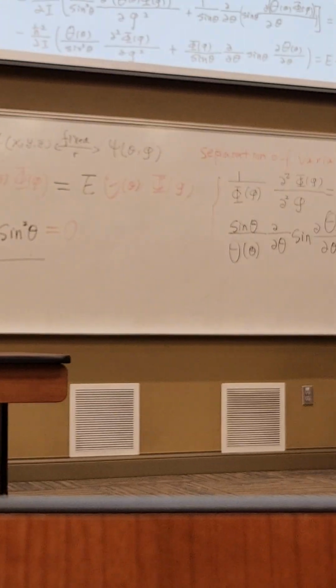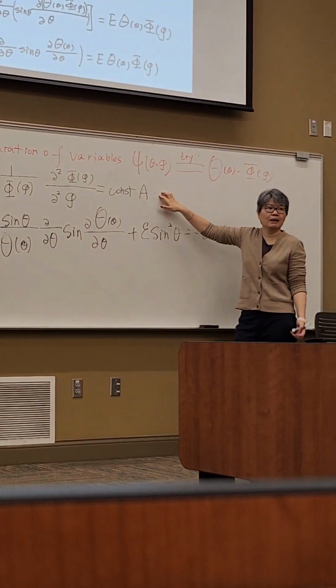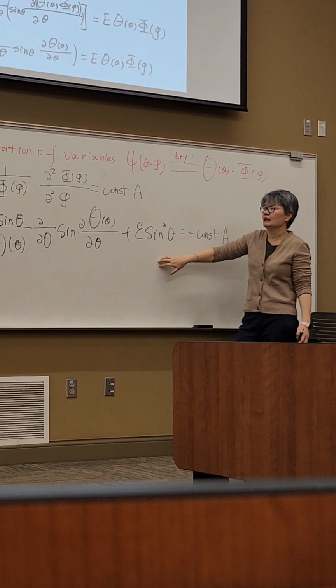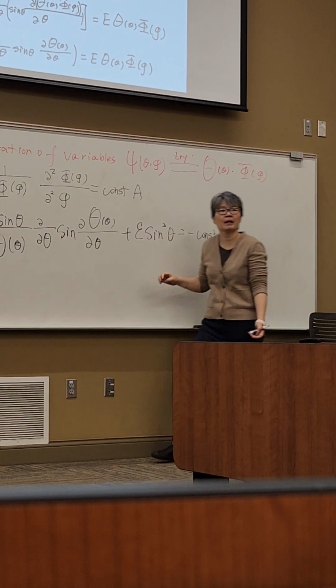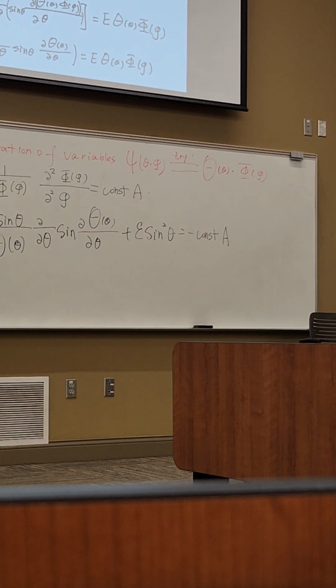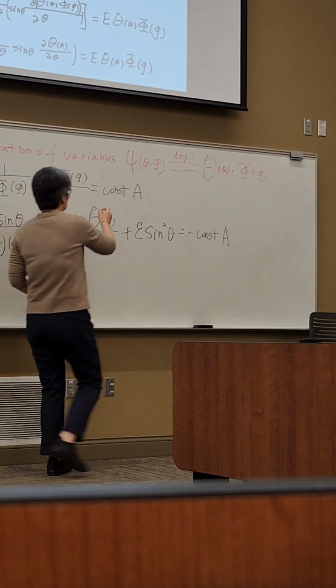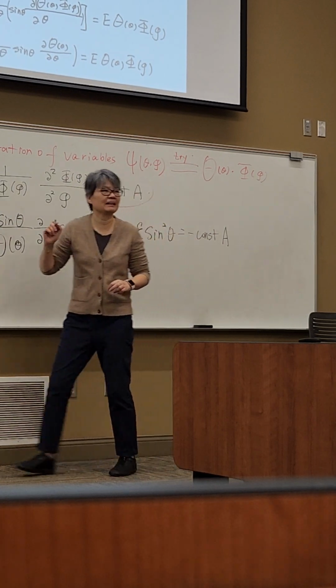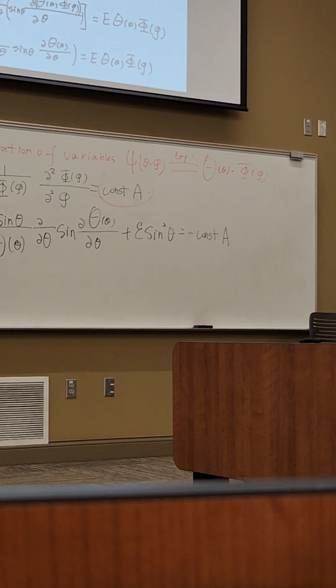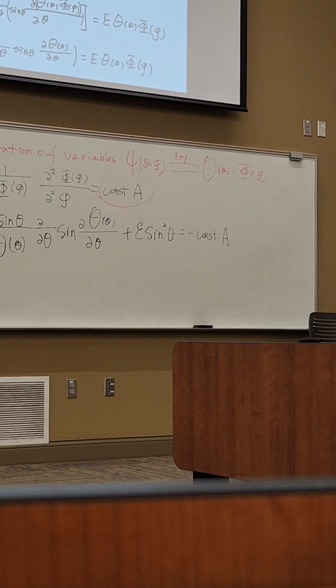So this particular expression only depends on the variable phi. This particular expression only depends on the variable of theta. Two equations solving for two variable functions, we can do this. Now, in order to really solve for this, what do we need to know? Constant A. We need to know what this is. If we know what this is, we are golden right now.